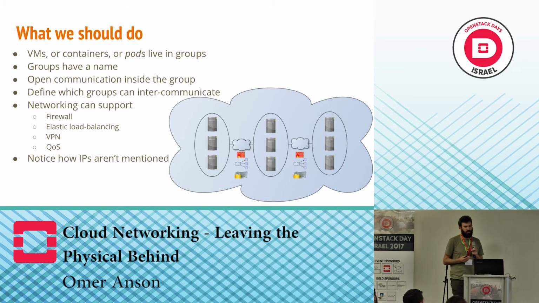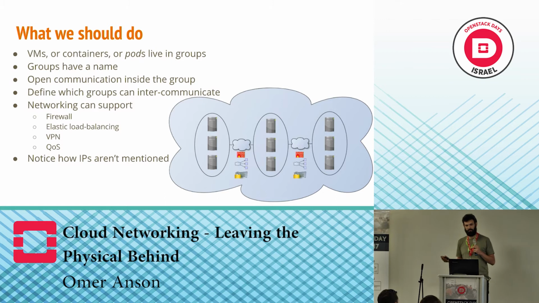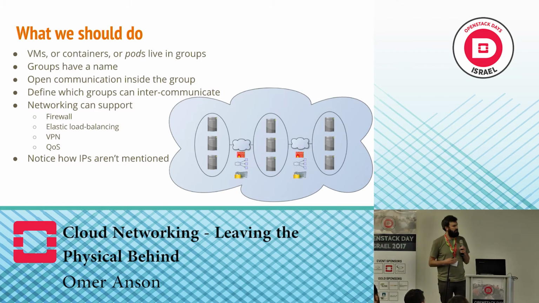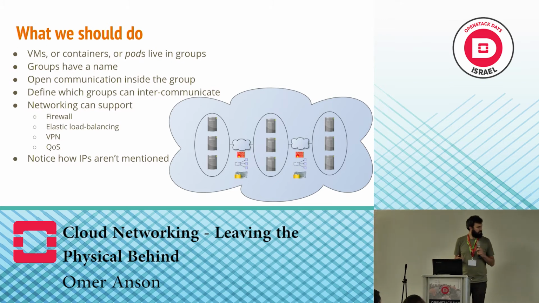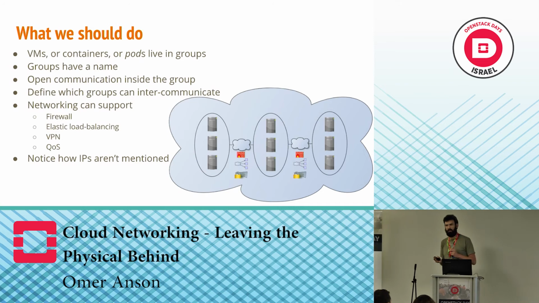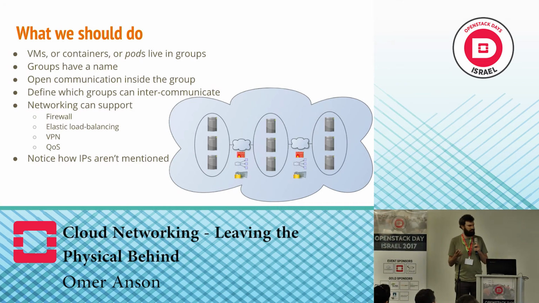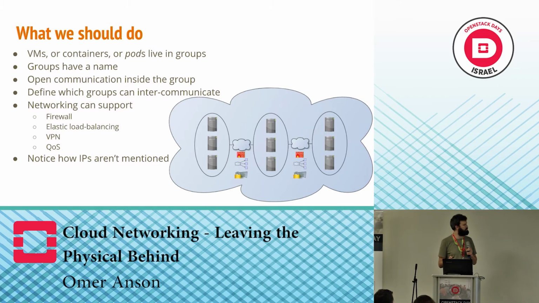abstract. And then you can add in the communication part between these groups all sorts of new features, like firewall, elastic load balancing, which should be built in, VPN, QoS. And it's very nice to notice how IPs don't come into play here. I haven't mentioned IP once. Everything works by names, by something that a regular human can understand, rather than someone who should know networking.